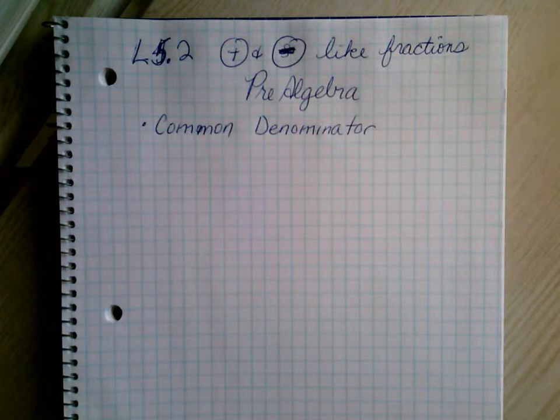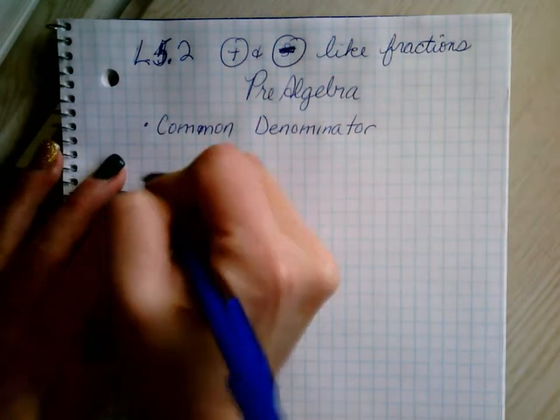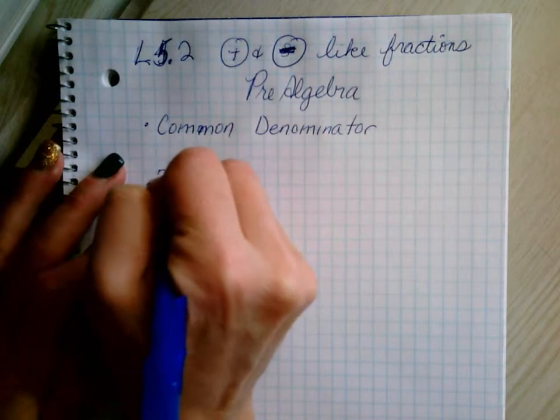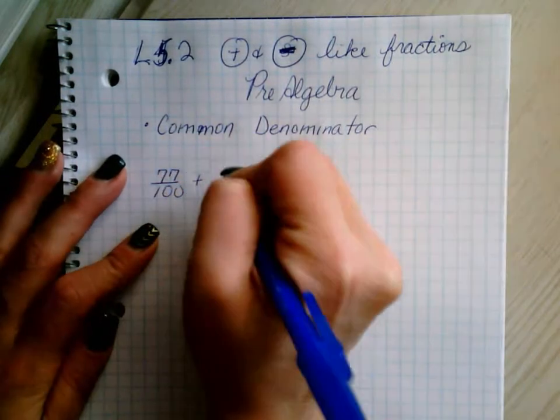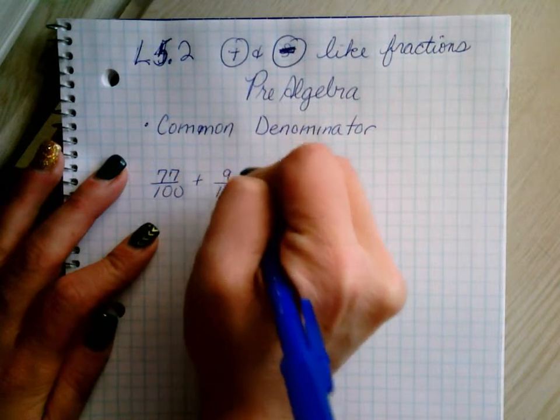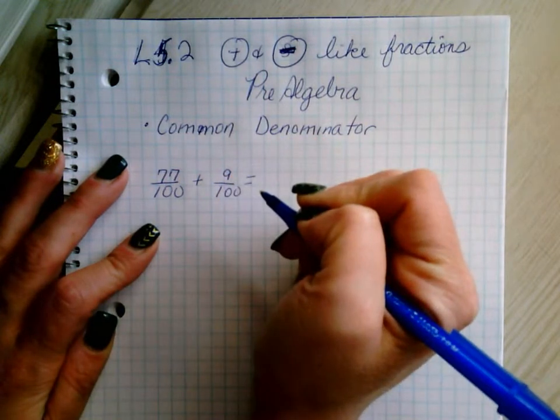Okay, so astronomy. One night 77 hundredths of the moon's surface was illuminated. The next night an additional 9 hundredths was illuminated. What fraction of the moon's visible surface was illuminated on the second night? This is a question where we are going to add those two fractions together. So day 1 added to day 2.